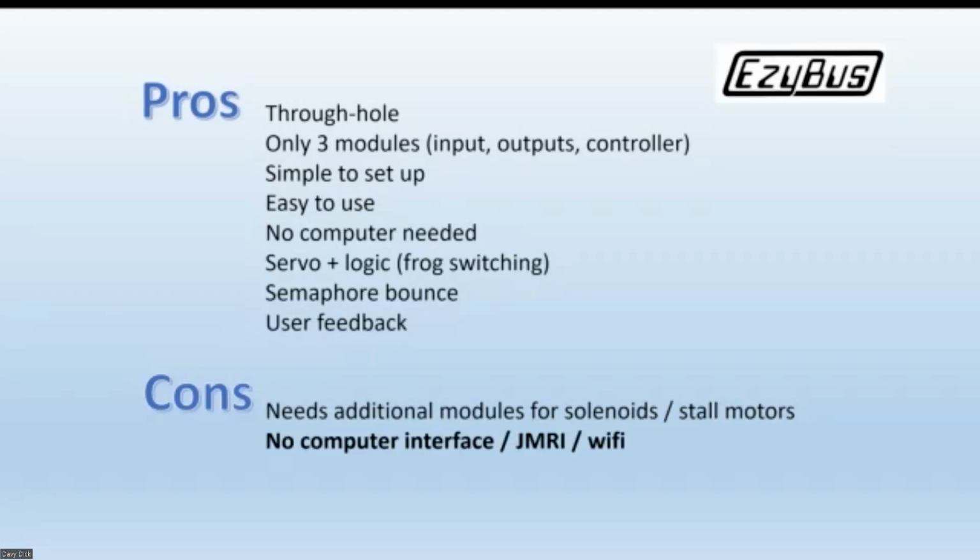Like the peer-to-peer light, it has got no computer interface. So if you're looking to control your layout with Wi-Fi, or you're looking for a glass screen, or you're looking for automation, then EasyBus will not control it. It's designed essentially for control panels. And it's got a maximum of 128 pairs. It's double the amount of connections compared to peer-to-peer light. And you have to decide whether that's enough for your layout.